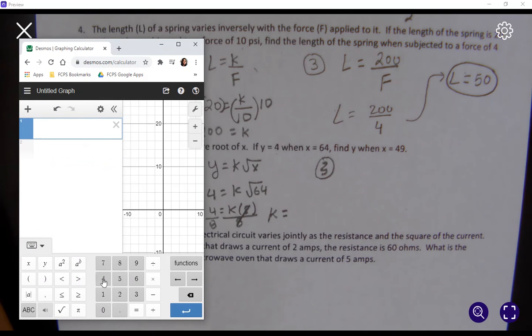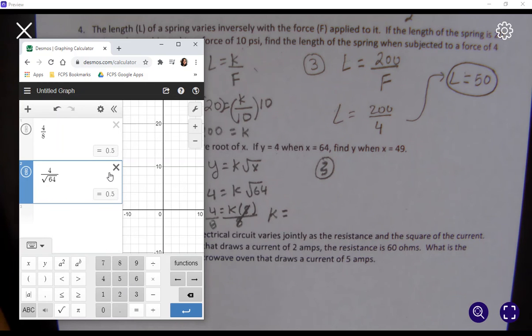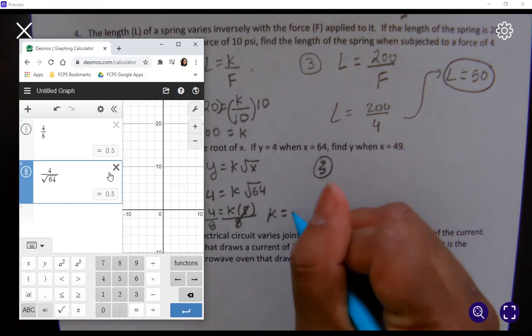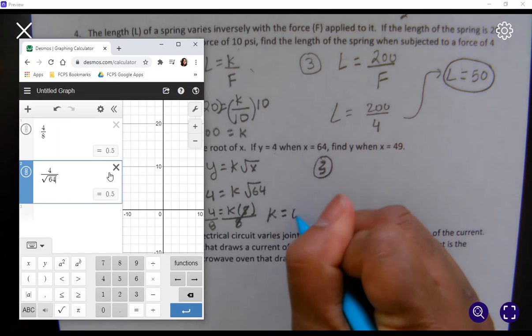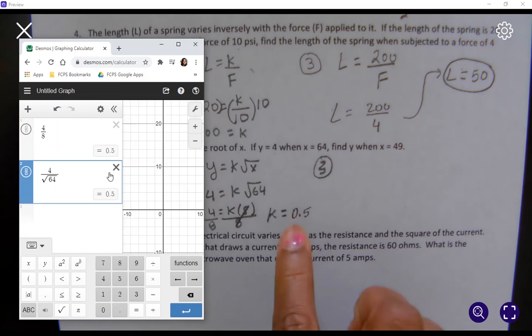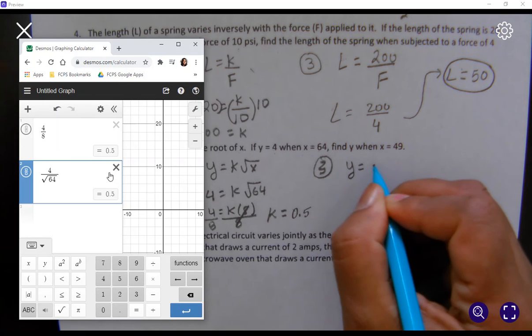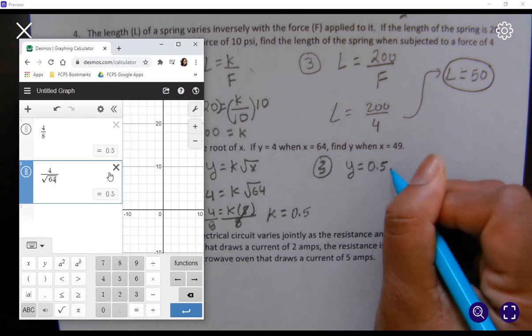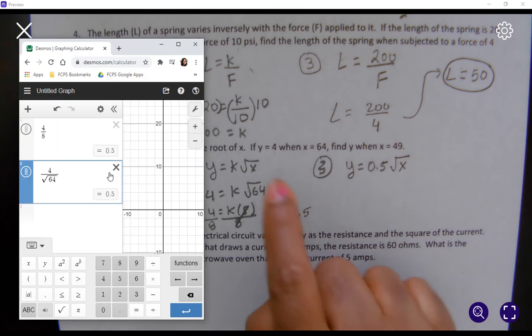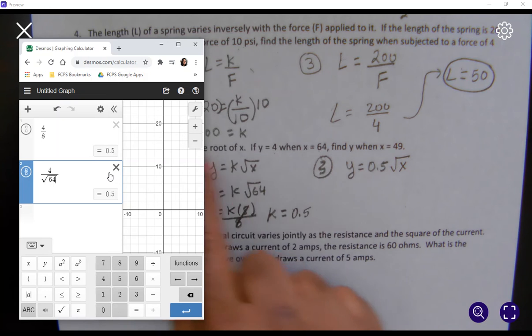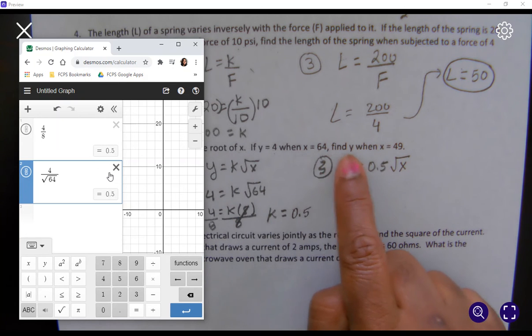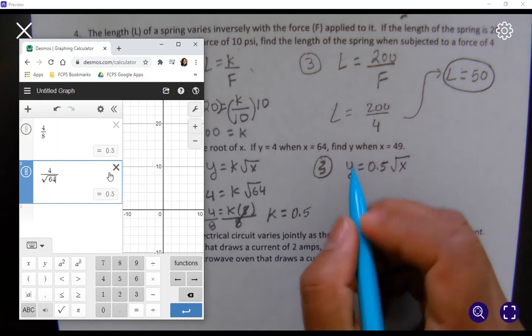So you have k equals 4 divided by 8. So 4 divided by 8 is 0.5. Or you could have just done 4 divided by square root of 64. It should be the same thing, okay? 0.5. Okay, so now I'm going to take that, plug it back in here to find my new equation that I can work with for the rest of my problem. Okay, so I finished this, I found my k. It says find y when x is equal to 49.